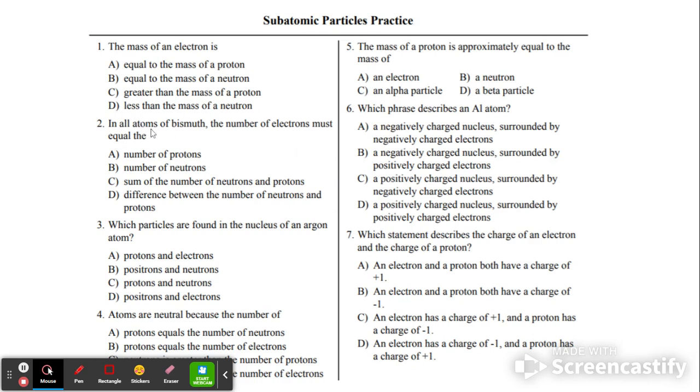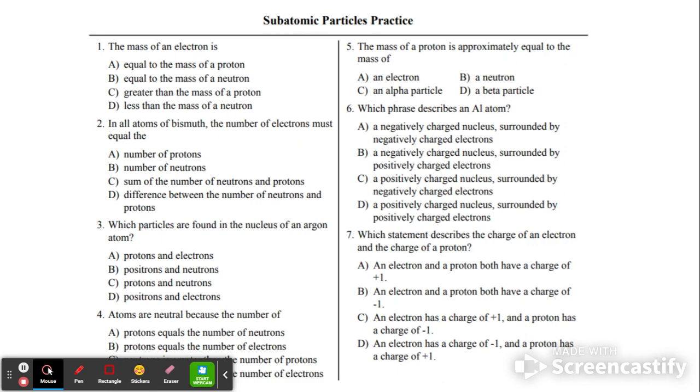So the number of electrons must equal the number of protons. So the answer is A. When an atom is in its elemental form, it must be electrostatically neutral. Thus, the number of protons and electrons must be equal to one another. The answer to question 2 is A.